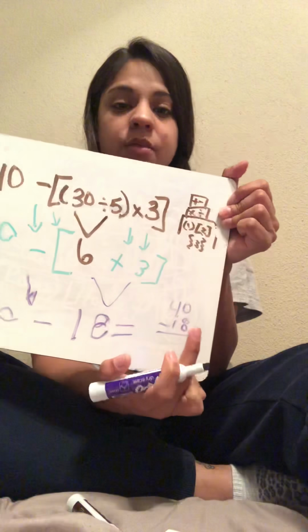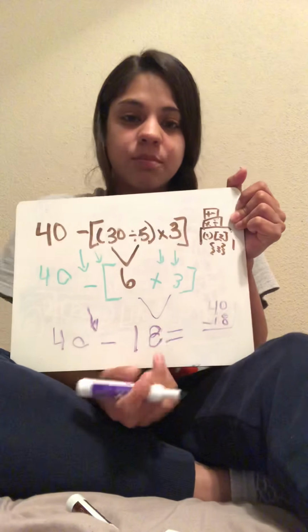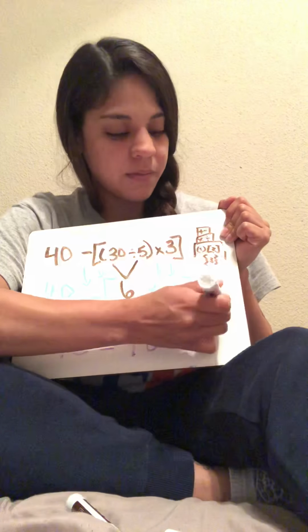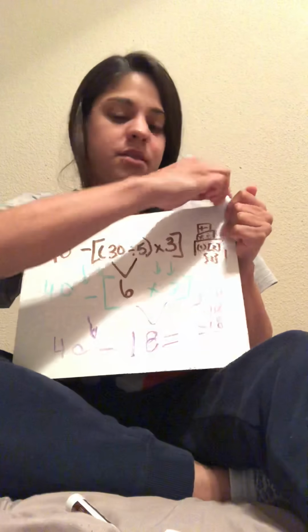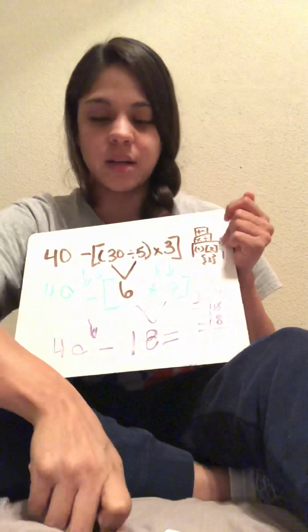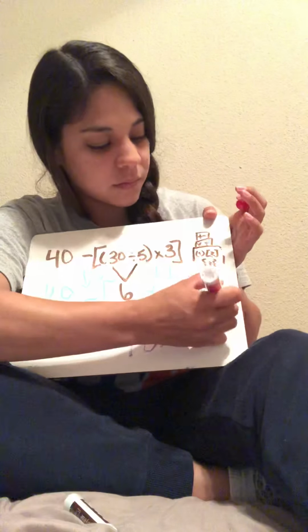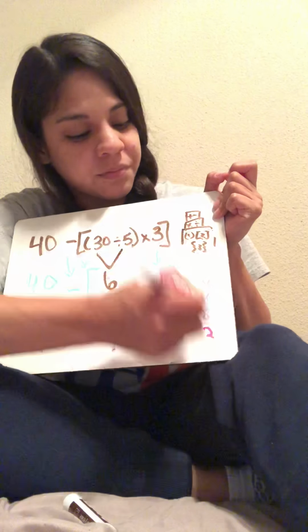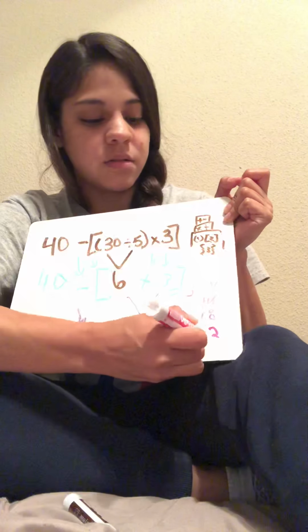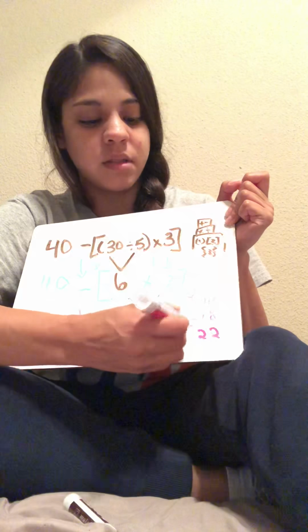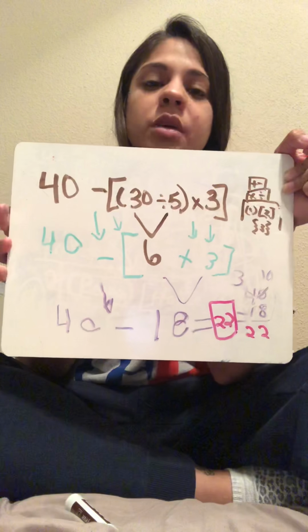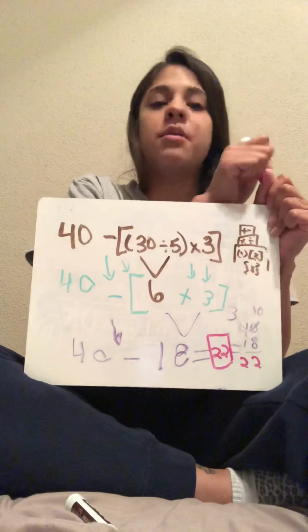Can you take 8 away from 0? No, you can't. But you can borrow from that 4. So that 4 becomes a 3. This becomes a 10. Excuse my marker. Seems like it's a little dry. So 10 minus 8 is 2. And 3 minus 1 is 2. So my answer is 22. You just solved your first expression. I'm going to give you another example, okay?